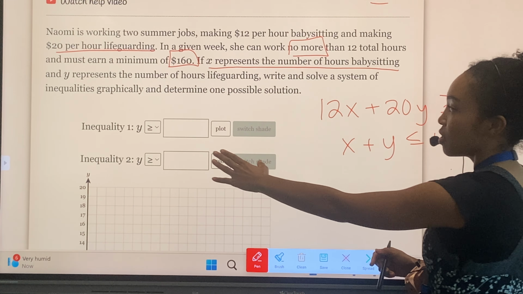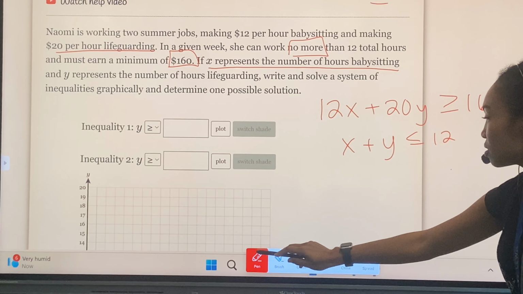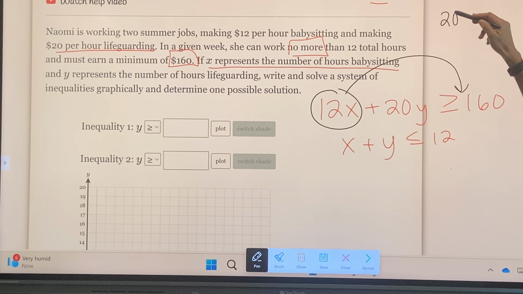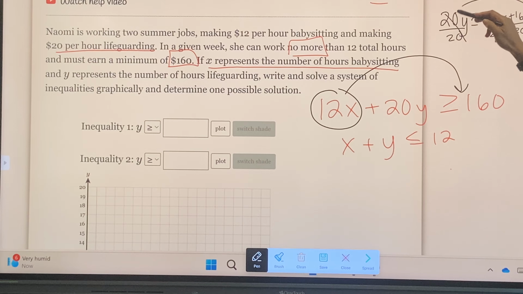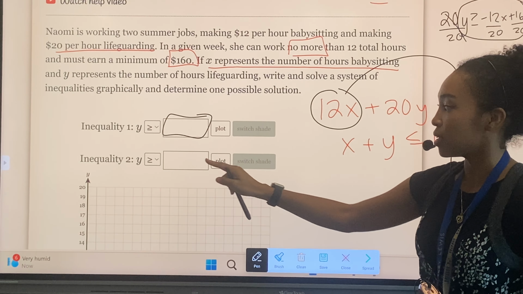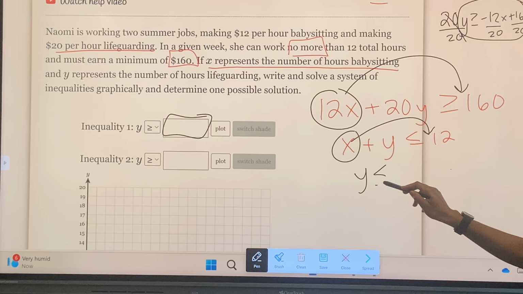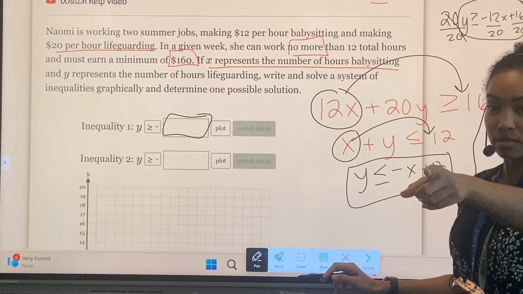Now notice over here, they solved for Y. They got Y by itself. So what you're gonna have to do is move this 12X to the other side so that you get 20Y is greater than or equal to negative 12X plus 160, and then you're gonna have to divide through by 20. And then that will go in this first blank. And then you're gonna hit the plot button and it'll create it for you. Then you need to move this X over. So it'll be Y is less than or equal to negative X plus 12. And then you're gonna type that into this box.